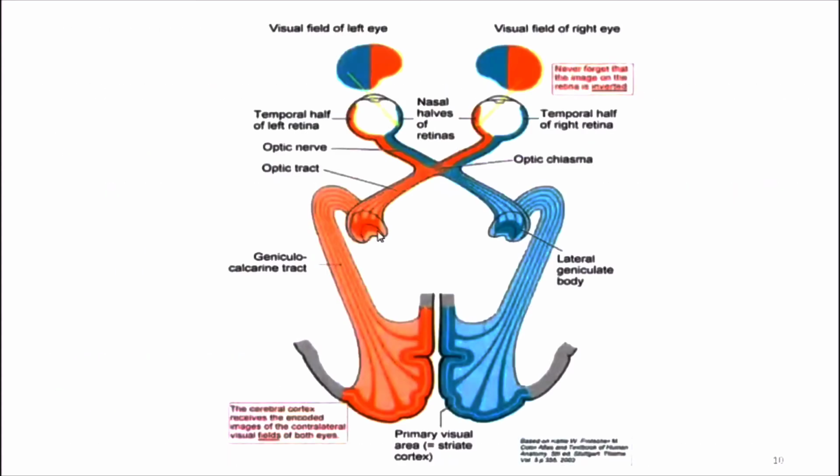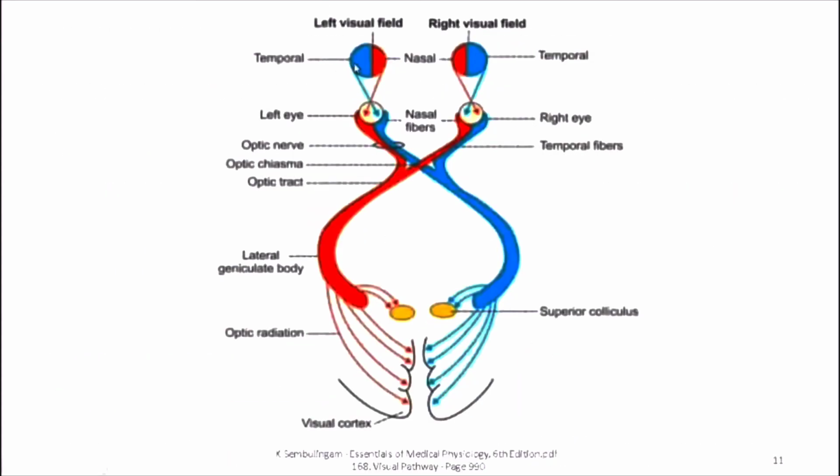So once more I'll go to the diagram. See, the temporal half will fall on the nasal part of the retina, and the nasal part will fall on the temporal part of the retina. So these two parts, till here you're clear. Till here you're clear, right? You have the temporal half and the nasal half.